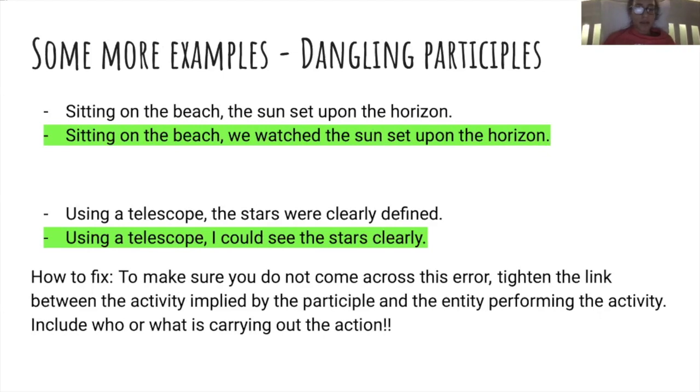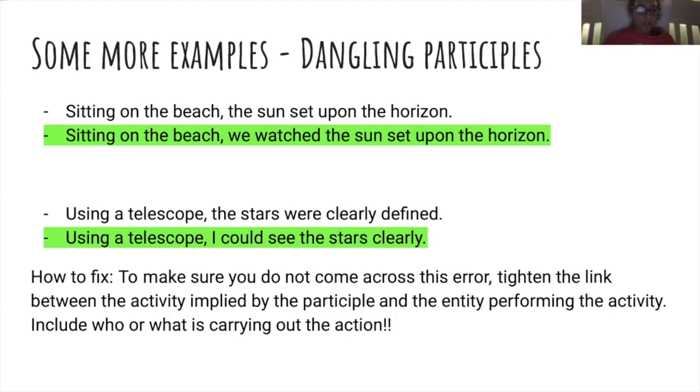And then here are some examples regarding the dangling participles. So I started with sitting on the beach, the sun set upon the horizon. Now this would be a good sentence, but we don't know who was sitting on the beach. They kind of sound like two separate things, not really together. So we want to modify that and say that sitting on the beach, we watched the sun set upon the horizon. Adding that, you're not leaving off the action as unknown. It's now connected to something. It's connected to we. We did that.